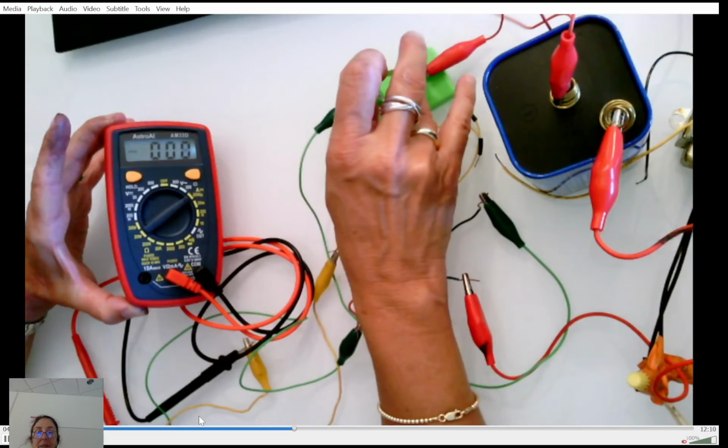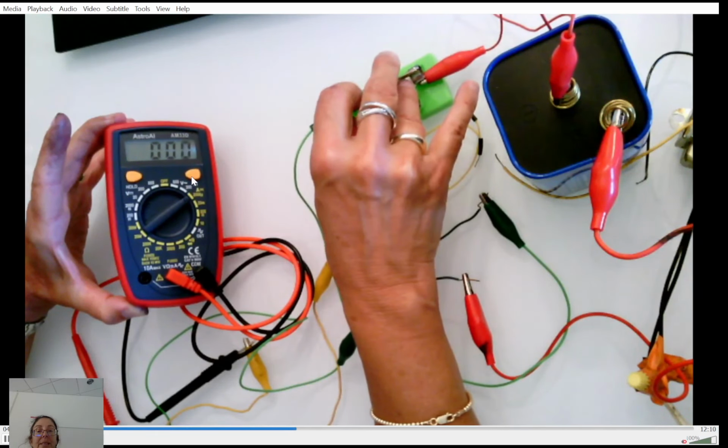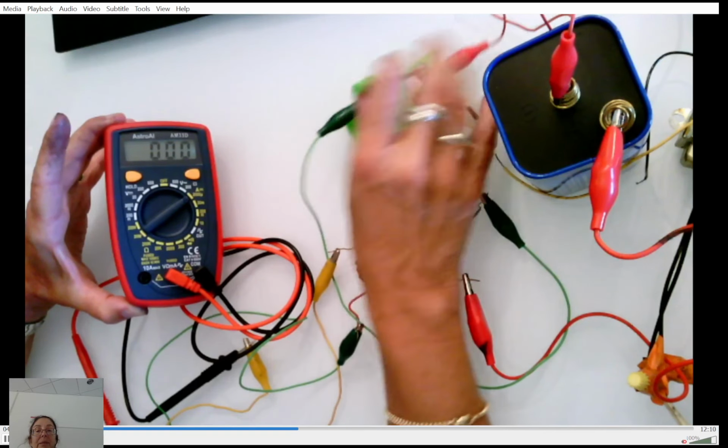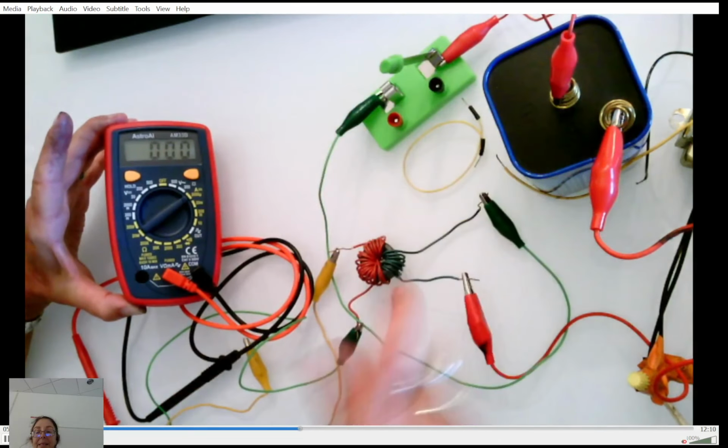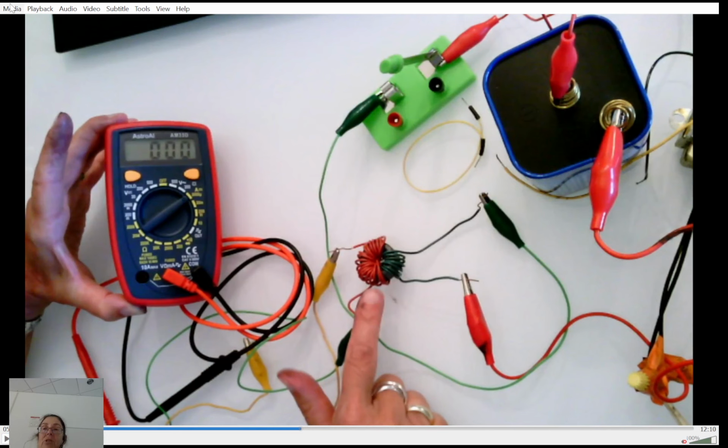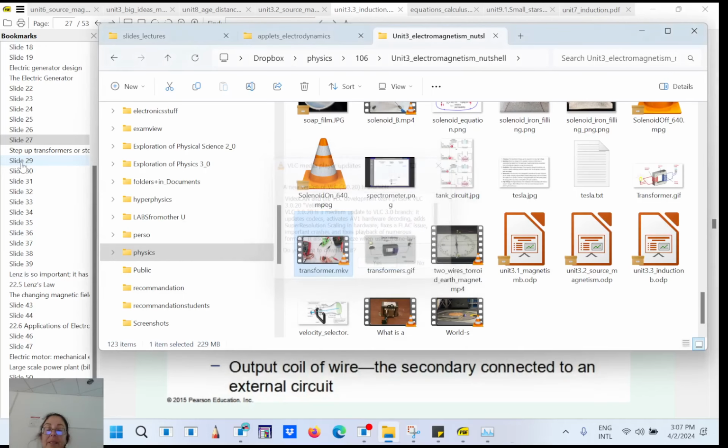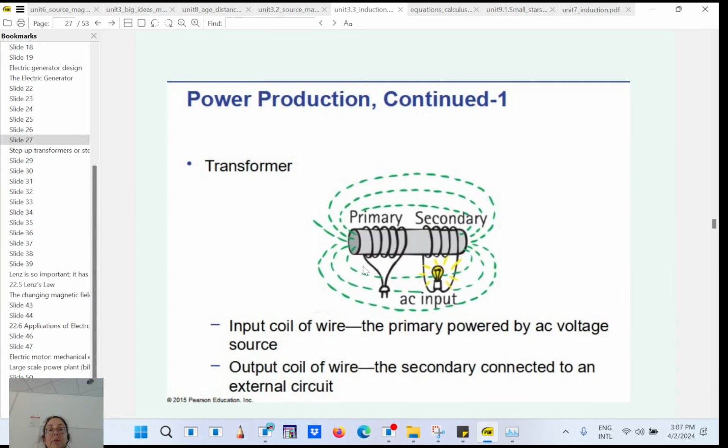And I close it. Poof, it works. You see? Oh, it's even better. Milliamps. So I will upload the video in YouTube.